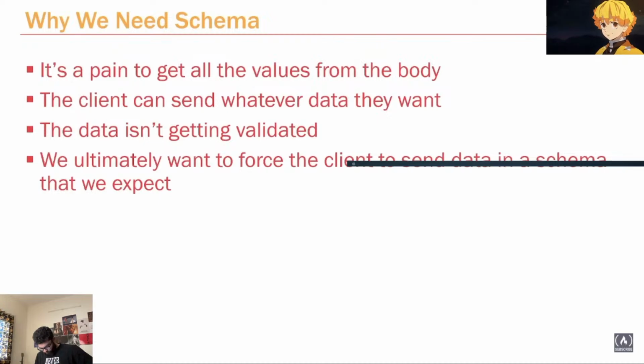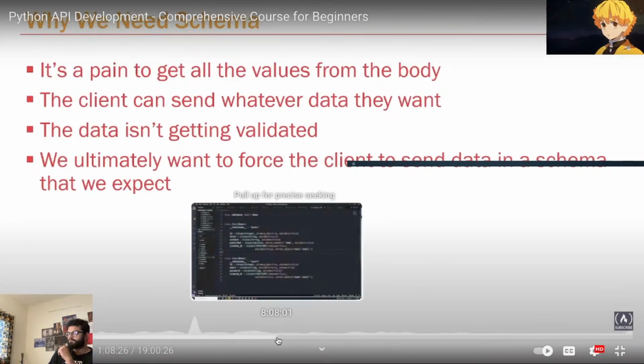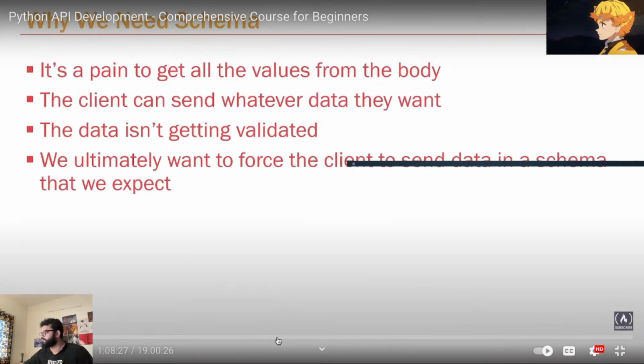On top of that, the client can send whatever data that it wants. And this is a big issue. I don't want the front end to send arbitrary data. If the user's trying to create a post, I want the title, I want the content, nothing else. I don't want them to send any extra data. And on top of that, the data itself isn't getting validated. So how do I ensure that the user is sending what I want? What if the user sends a blank title? I can't have a post with a blank title. So how can we validate that the data that the user sends is actually valid?